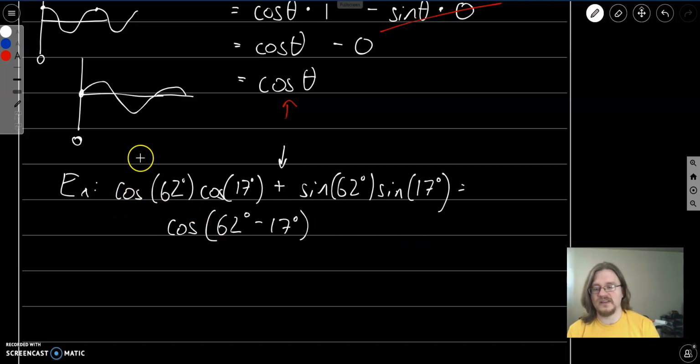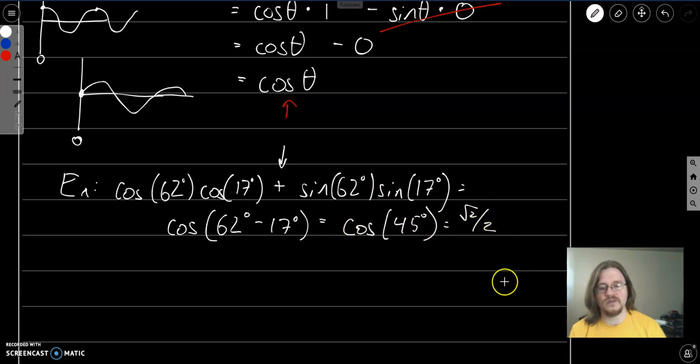We're told that we're multiplying the cosines of these angles plus the sines of these angles. So we just have to reverse engineer what the original difference was. And if we take this difference, I think we end up getting the cosine of a 45 degree angle. And this is one of our special angles. The cosine of a 45 degree angle is root 2 over 2.